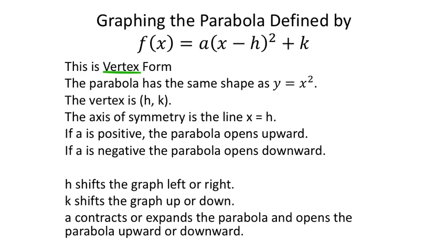I feel like there should have been fireworks after that. In any case, the parabola has the same shape as y equals x squared, which, like we saw in that last one, can be up or it could be down. Smiley face, frowny face, however you want to put that.